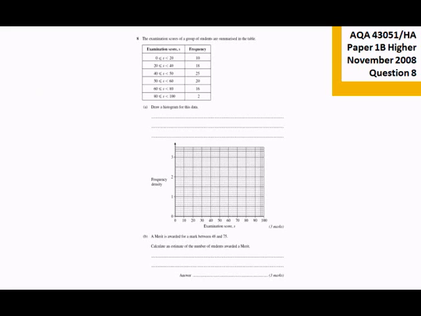I'll read through it. The examination scores of a group of students are summarized in the table. There are 10 people who got between 0 and 20 for their score. There are 18 people who got between 20 and 40. There are 25 people who got between 40 and 50. There are 20 people who got between 50 and 60. There are 16 people who got between 60 and 80. And there are 2 people who got between 80 and 100. So we're going to draw a histogram for that.